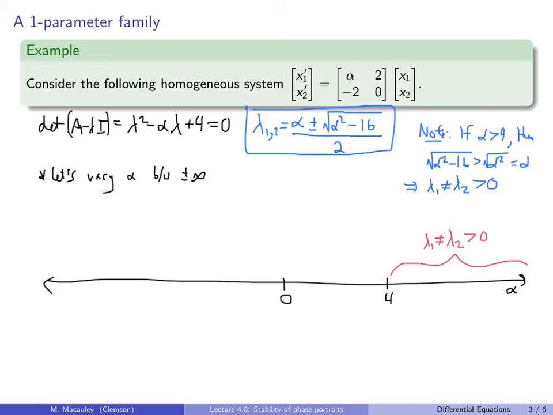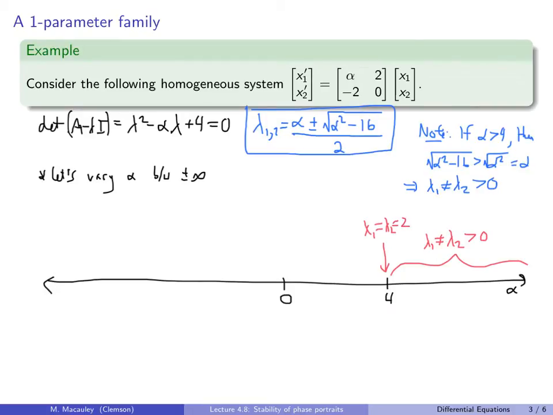Okay, so what happens when we are at 4? Well, when we're at 4, this discriminant is 0, so that's when we have a repeated root, alpha plus or minus 0 over 2. So let me do that up here. So at 4 we have lambda 1 equals lambda 2, and in that case they are 4 divided by 2, so they're actually equal to 2. I'm not too worried about the exact value.